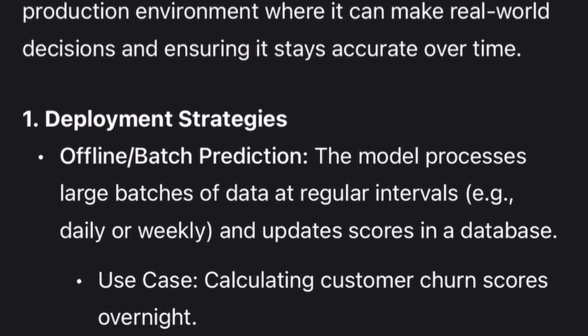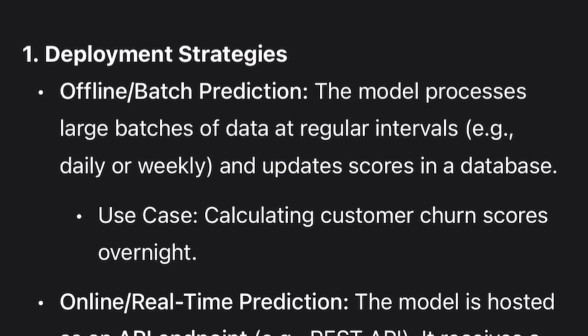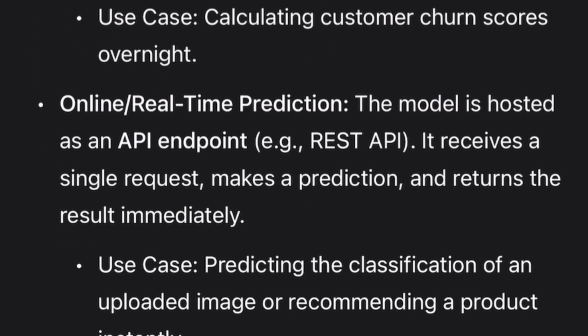1. Deployment strategies. Offline, batch prediction. The model processes large batches of data at regular intervals, e.g., daily or weekly, and updates scores in a database. Use case: calculating customer churn scores overnight. Online real-time prediction. The model is hosted as an API endpoint, e.g., REST API. It receives a single request, makes a prediction, and returns the result immediately. Use case: predicting the classification of an uploaded image or recommending a product instantly.